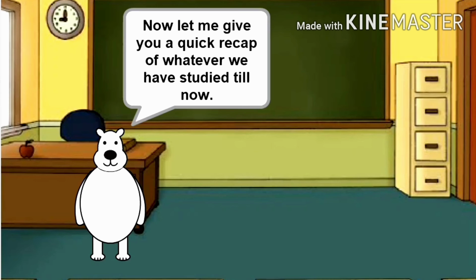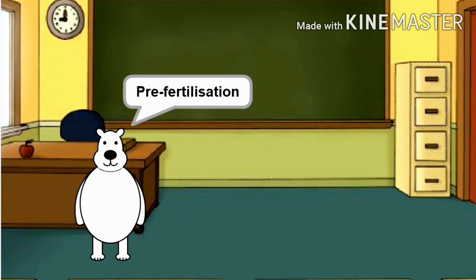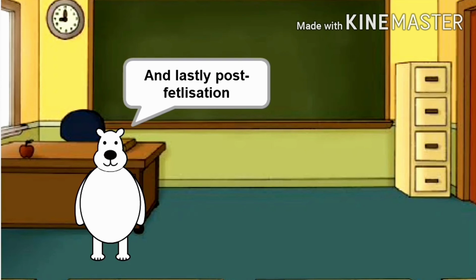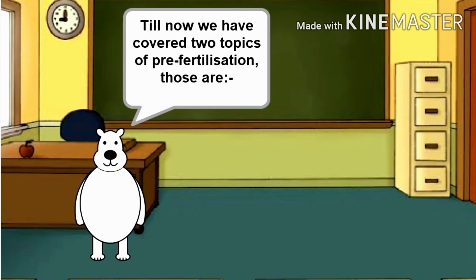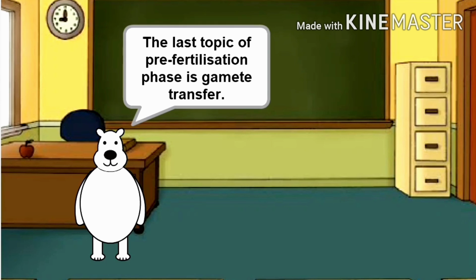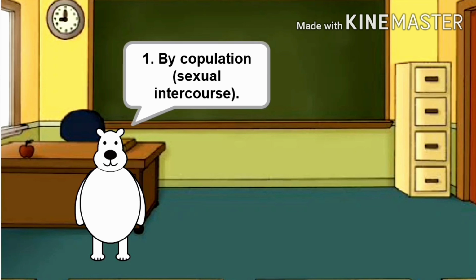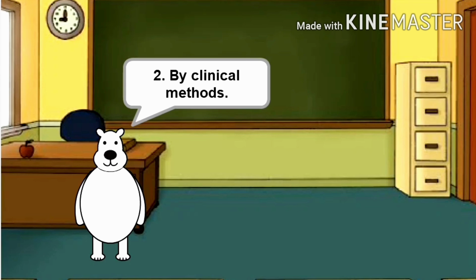Now let me give you a quick recap of whatever we have studied till now. Reproduction in humans consists of three phases: pre-fertilization, fertilization, and lastly post-fertilization. Till now we have covered two topics of pre-fertilization. Those are reproductive maturity and gametogenesis. The last topic of the pre-fertilization phase is gamete transfer. Gametes can be transferred in two ways. First, by copulation. Second, by clinical methods.